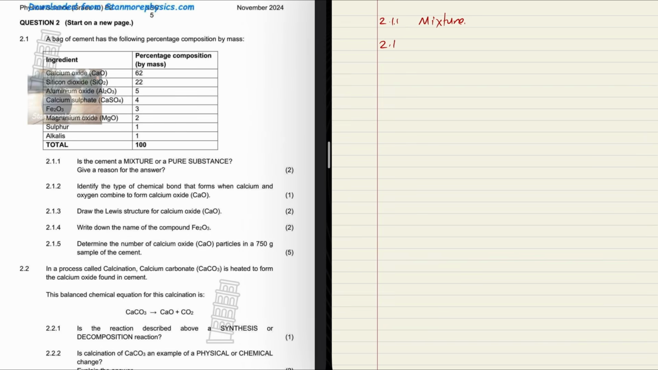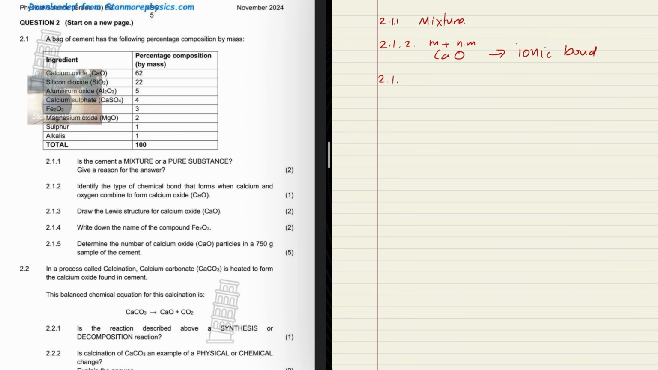Now, question 2.1.2, identify the type of chemical bond that forms when calcium and oxygen combine. So, calcium and oxygen, CaO. Calcium is a metal, oxygen is a non-metal, and so a metal and a non-metal will give us an ionic bond.